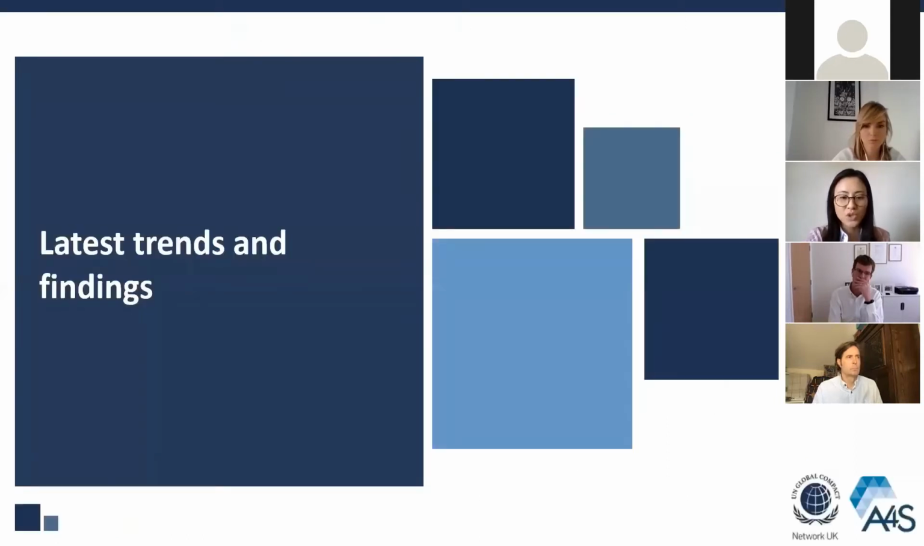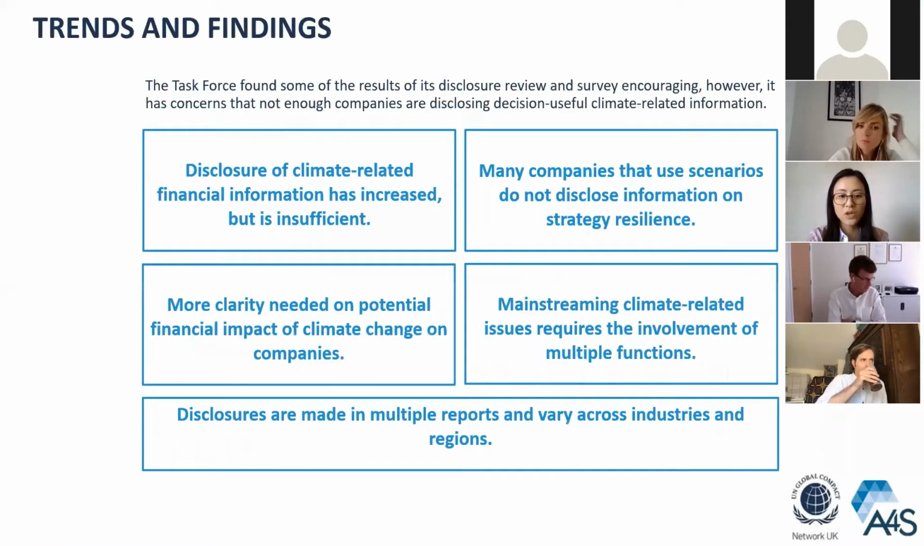So next, I just want to share some findings from a TCFD survey done quite recently. It shows that progress is being made to improve the availability and quality of disclosures, but more companies need to disclose material findings. So going back to that materiality principle. 3 out of 5 companies view climate risk as material and do use scenario analysis, but they do not disclose information on the resilience of their strategies, or at least not yet. And investors say that they still need more clarity on the potential financial impact of climate change on companies.